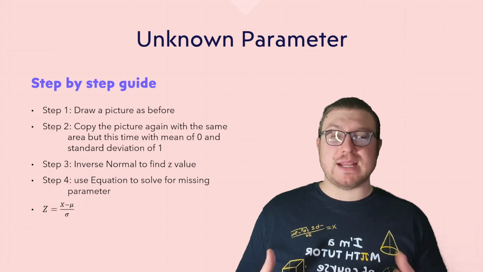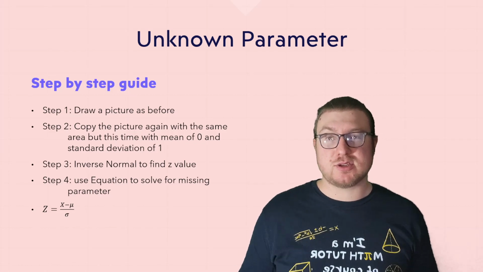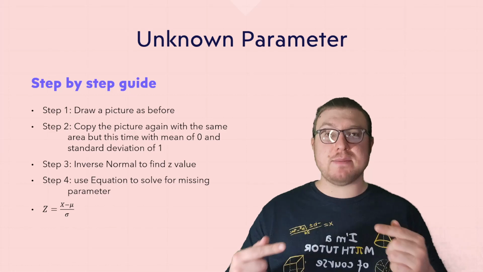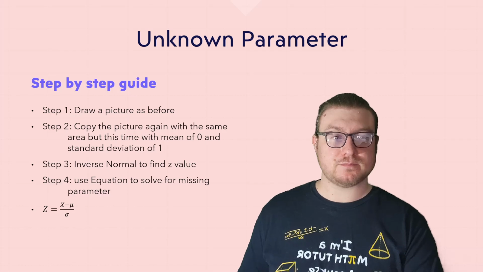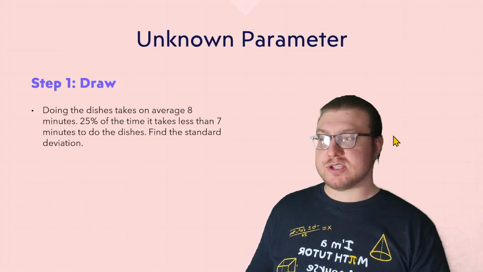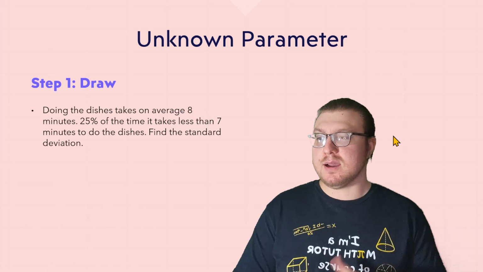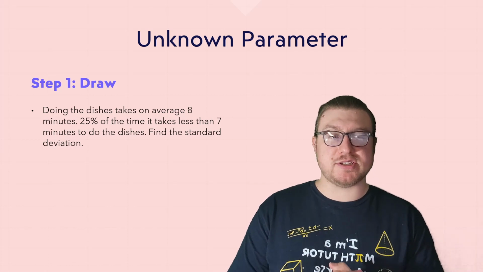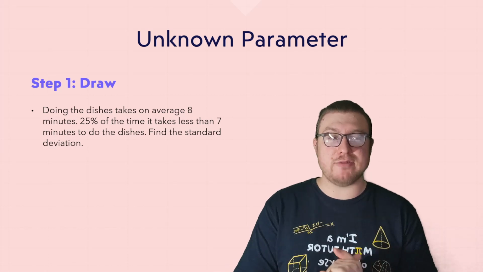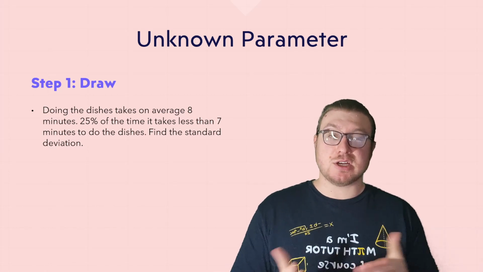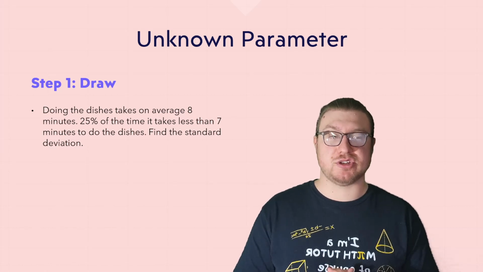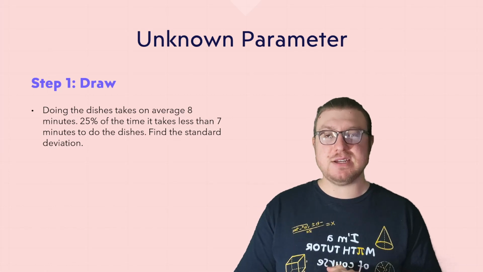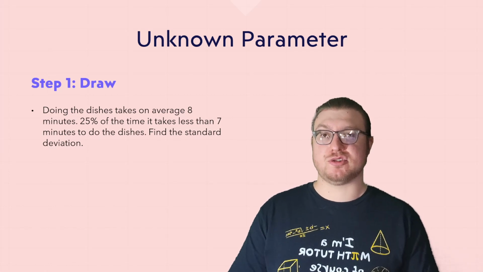Now, that seems very hard to do. Let's do an example, and if you follow the same procedures each time, you will be able to do this easily. So let's focus on step 1. Doing the dishes takes me on average 8 minutes. 25% of the time, it takes less than 7 minutes to do the dishes. I want to find the standard deviation for this distribution.